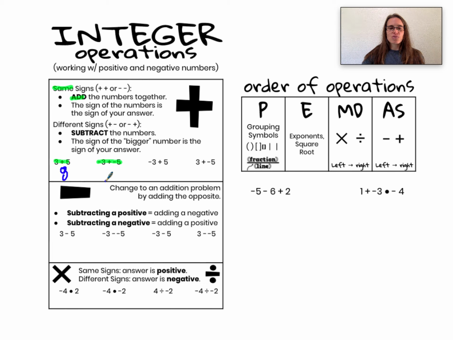Second example, -3 plus -5. I still add the 3 and 5 together. I get 8. And then my final answer is negative because both of my two original integers were negative.